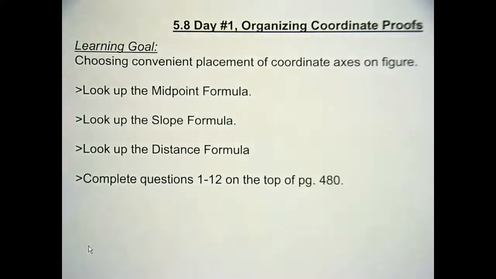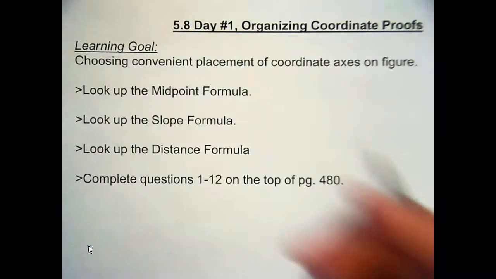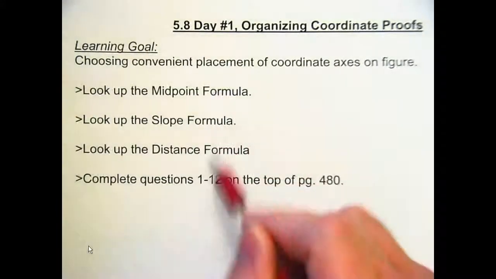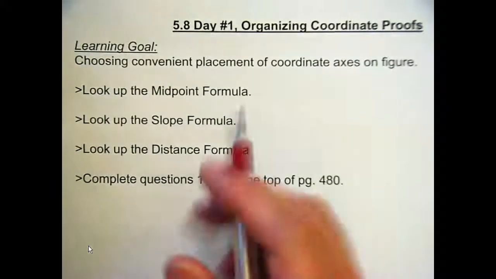Okay, today, organizing coordinate proofs. There's a few things we need in order to be able to do coordinate proofs. One is to be able to find different points on a coordinate plane based upon not necessarily numeric lengths, but lengths given in a variable format. We're going to also be using these three formulas, so we need to have these three formulas down.